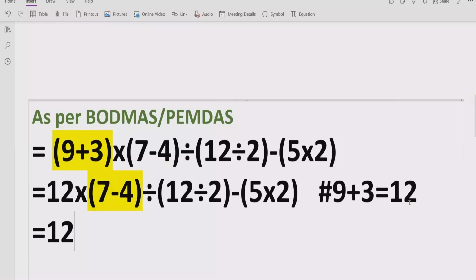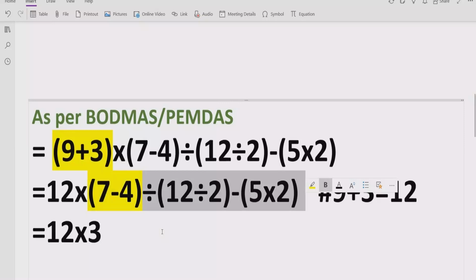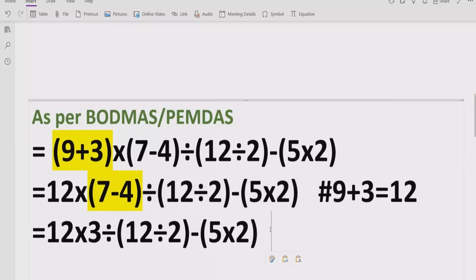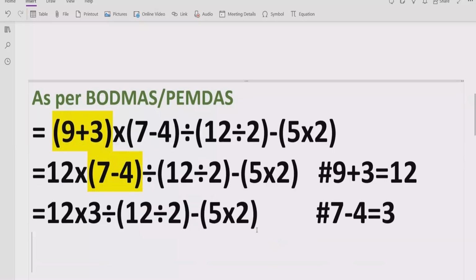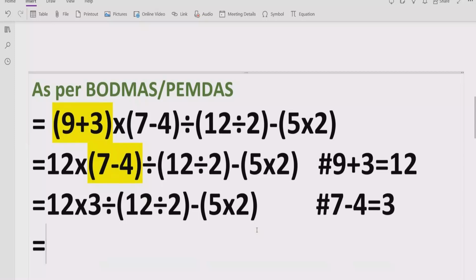So 12 multiplied by 7 plus -4 equals 3, and divided by 12. The other part we will write as it is. And here we will give the reference: 7 - 4 equals 3. Okay, now move forward to solve the third bracket, which is 12 multiplied by 3 divided by, we will write as it is, and 12 divided by 2.